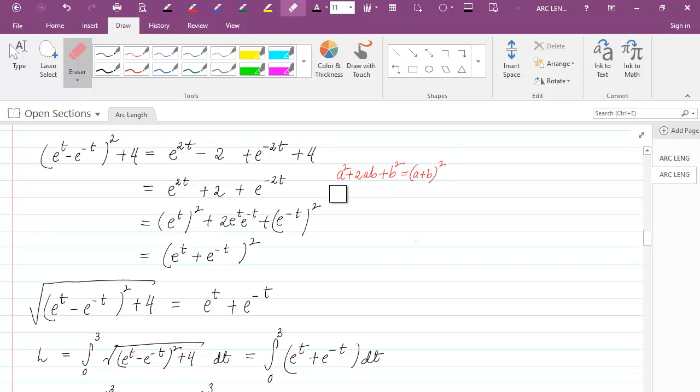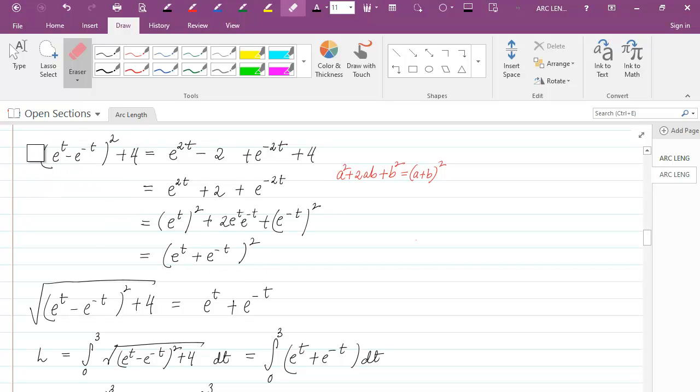So what this is telling us is that if we have the sum, which is the square of a number plus the square of another number plus twice the product of the two numbers, then that can be written as the square of the sum of the two numbers. And so here, if I think of e to the t being a, e to the negative t being b, then according to this formula, we get e to the t plus e to the minus t, squared. So this quantity that I have is equal to this.